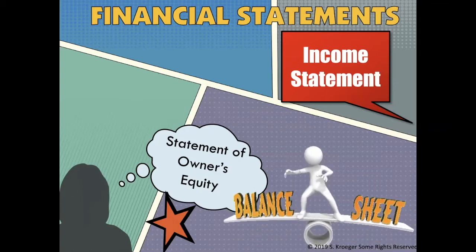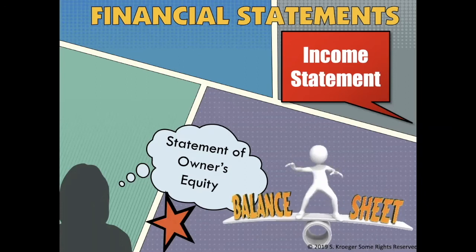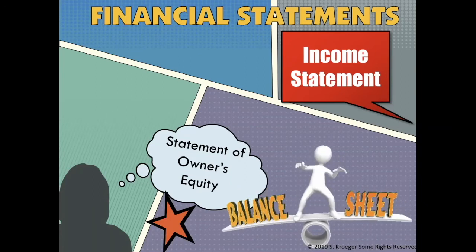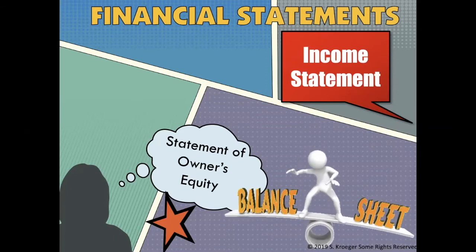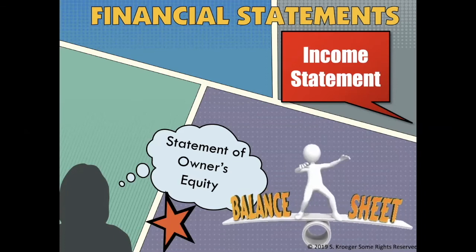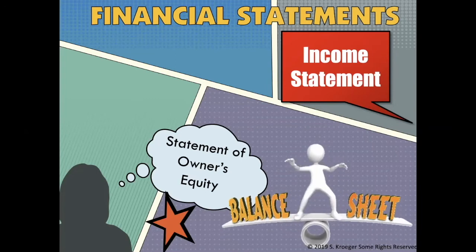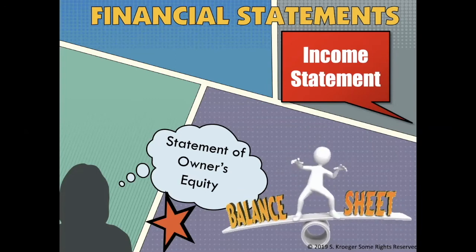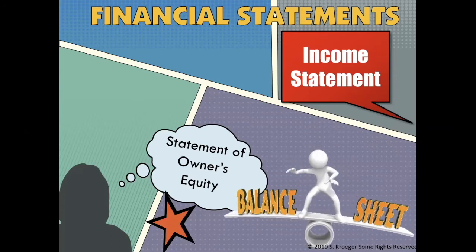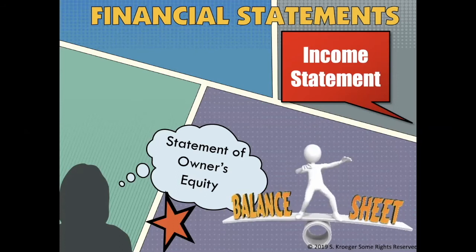Next is the balance sheet, which is a popular one. It describes a company's financial position, types and amounts of assets, liabilities, and equity at a point in time. This statement will show the accounting equation. We will total all our assets and have that equal the total of all of our liabilities and equity.